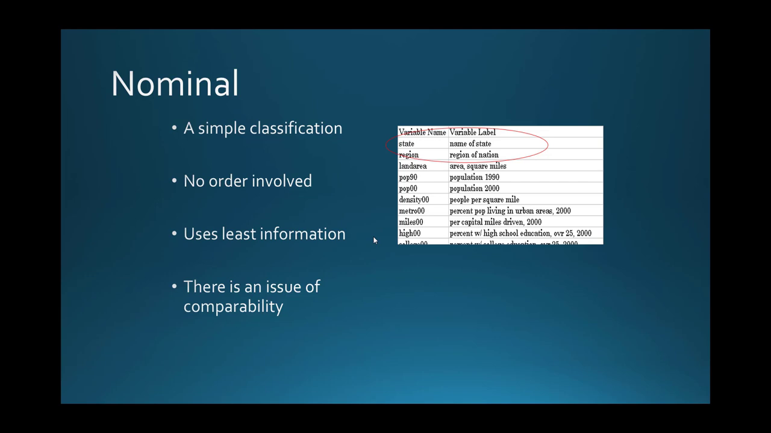The first one is nominal. So nominal is a really simple classification. There's really no order to the values of the data.